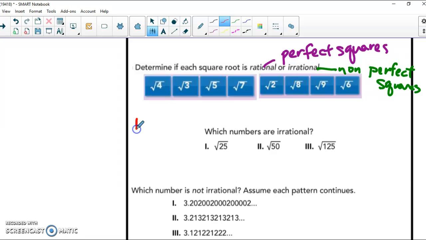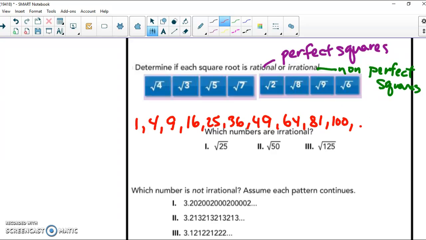So 1 squared, 1 times 1, is 1. 2 squared means 2 times 2. 3 squared is 3 times 3. 4 squared is 4 times 4. 5 squared is 5 times 5. 6 squared is 36. 7 squared, 8 squared, 9 squared, 10 squared, and so on.